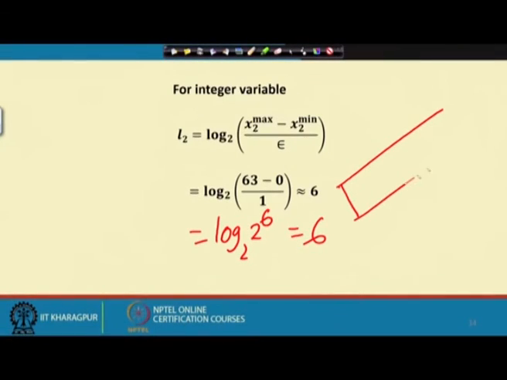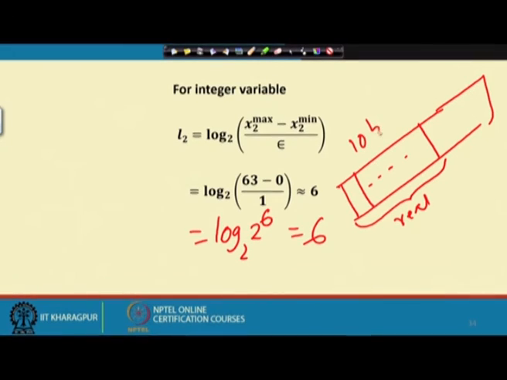Once you have got this information, I can design the GA string. Supposing that this is the GA string, the first 10 bits will represent the real variable, and the remaining 6 bits are going to represent the integer variable. This is the way we can represent the GA string in order to handle a problem having one real and one integer variable, that is nothing but the mixed integer optimization problem.